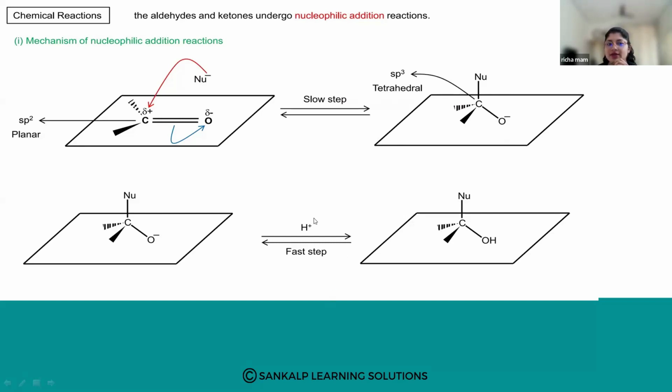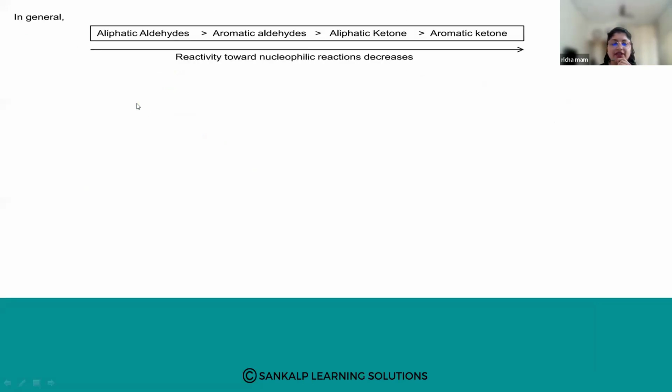So in the next step, what is happening? In the first step, the alkoxide ion takes up the proton and forms your product. Okay, so it forms an addition product. Fine. So this was what we have seen.